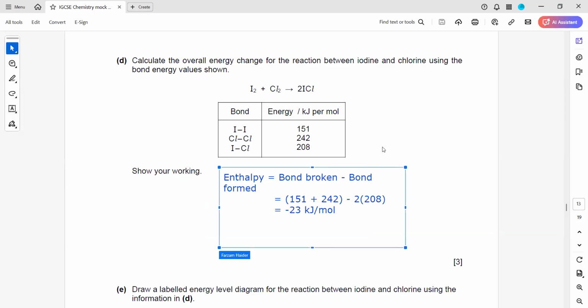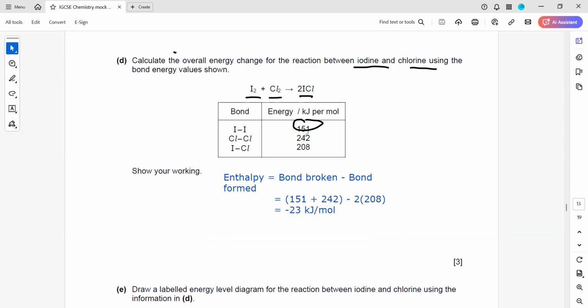Yeah. So enthalpy change. Calculate the overall energy change for a reaction between iodine and chlorine. So you have the reactant iodine reacting with chlorine to form iodine chloride. So this is bond breaking: 151 and 242 is the bond breaking energy. Bond forming energy is 2 times 208. So the negative enthalpy change means that the forward reaction is exothermic.